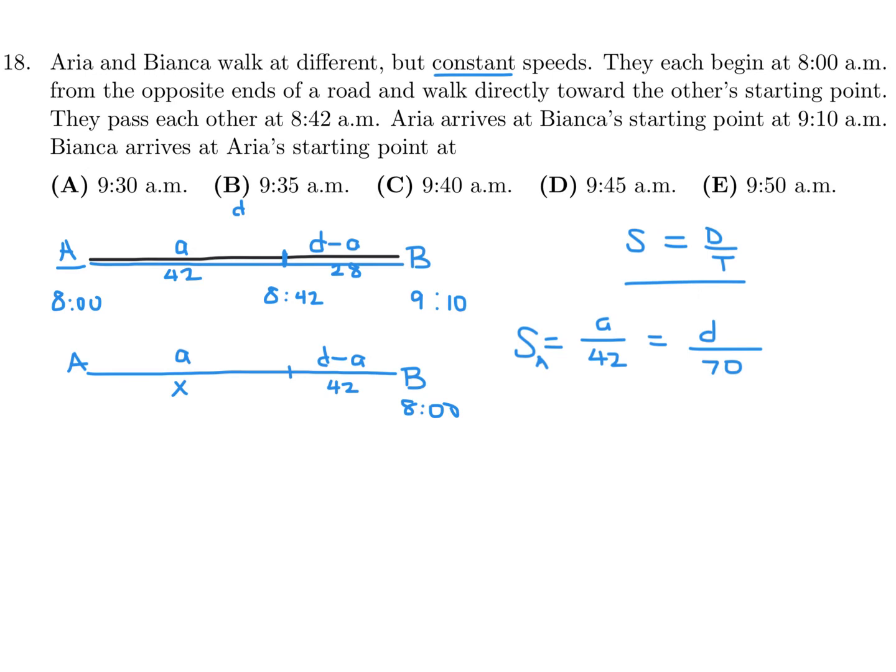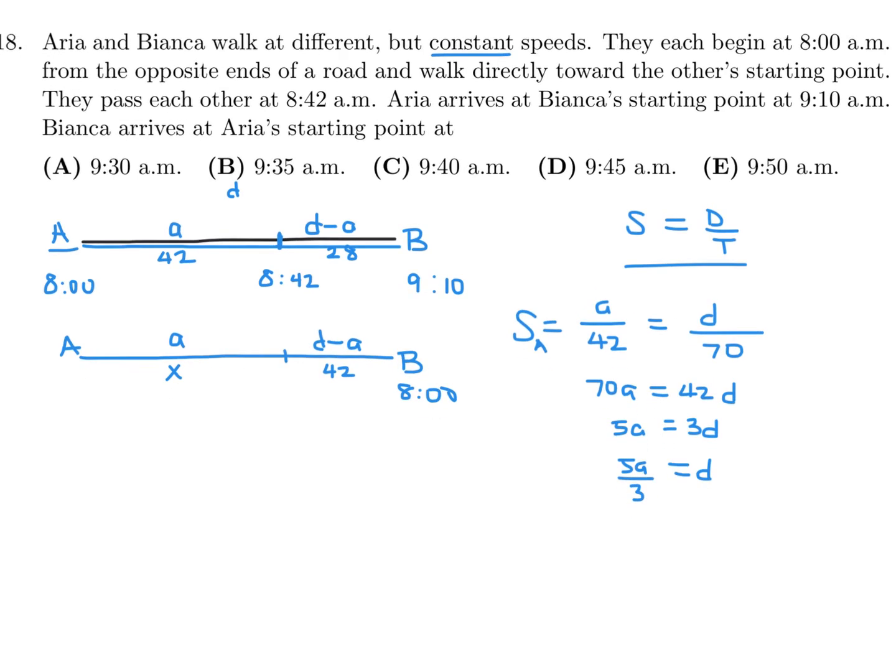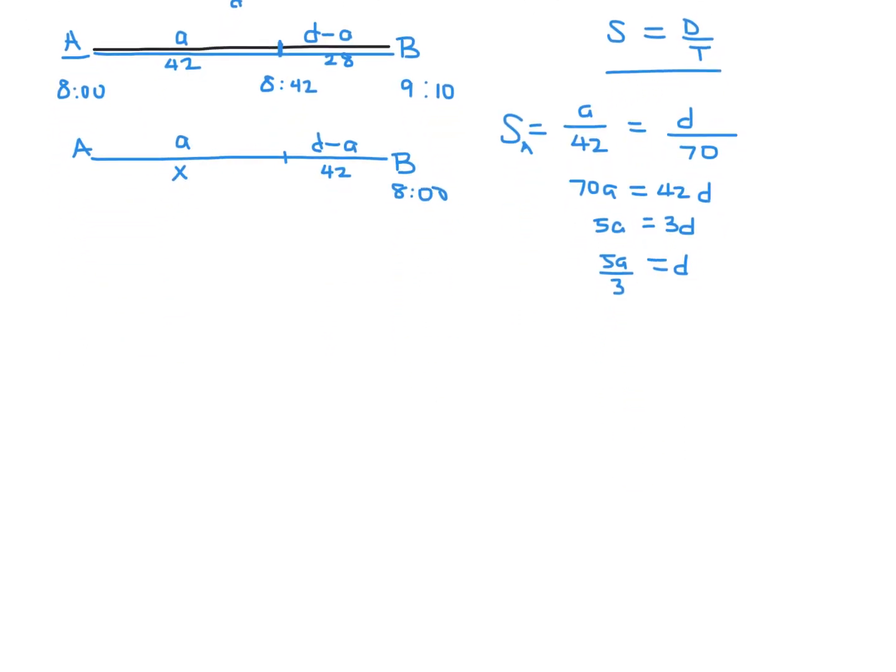So let's use this formula. So that means 70A is 42D. And then if you divide by 14, you will get 5A is equal to 3D. Or you can go one step further if you want and say that D is equal to 5A over 3. Okay, that should help. That's a pretty decent start, I think.